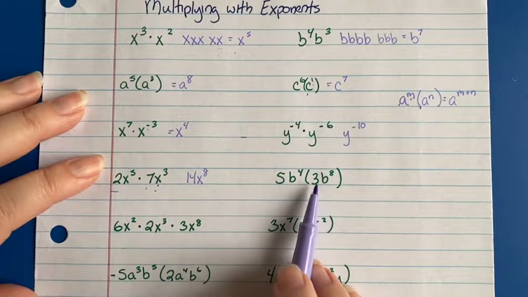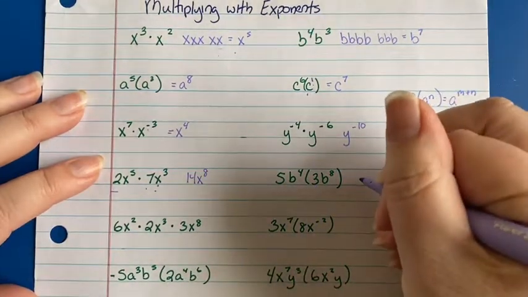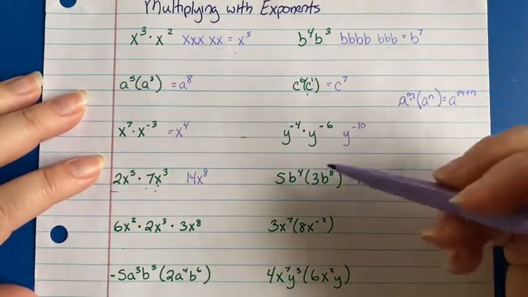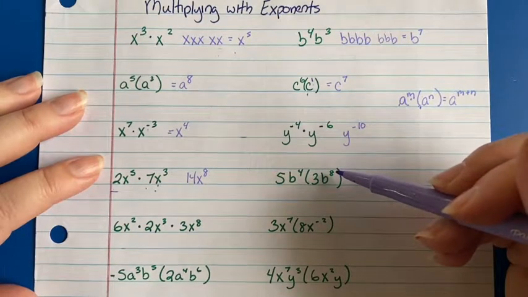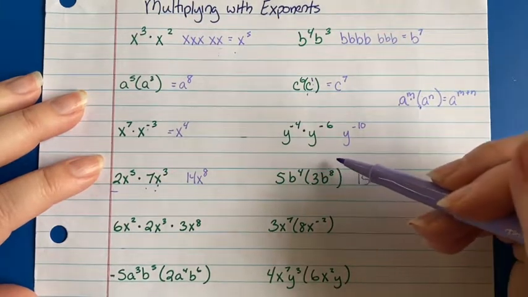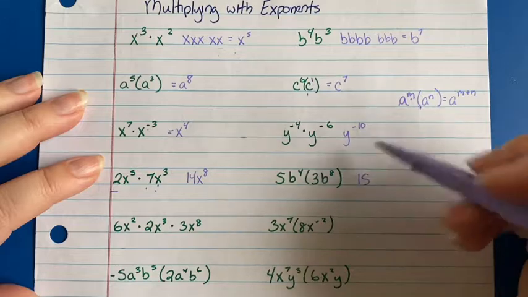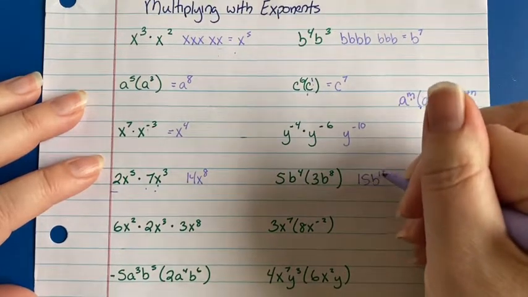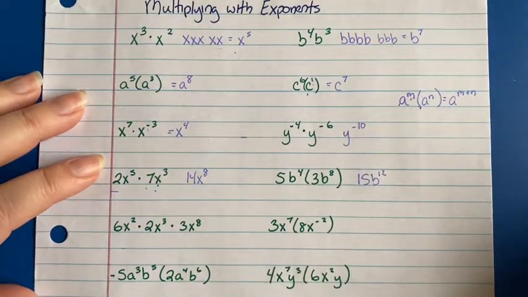Same idea here. I've got a 5 that can multiply with a 3. That becomes 15. And then b to the 4th and b to the 8th. If I wrote out 4 b's and then 8 more b's and showed they all got multiplied together, that would be b times itself 12 times.